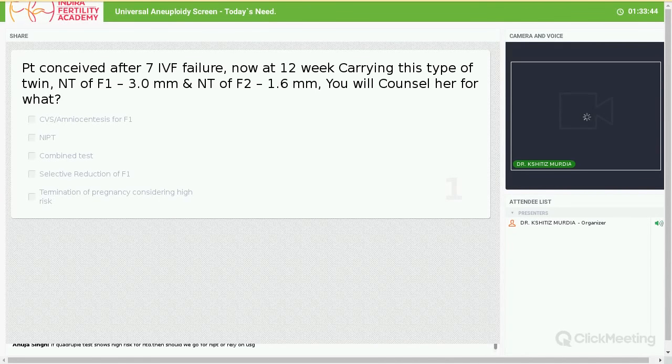So please, everyone, you will have to vote again because we have closed that poll and started the picture. So you can start the poll again. People who have voted can also vote again. This is a bit tough question, and that's why there are a lot of diversified answers: CVS, NIPT, combined test.